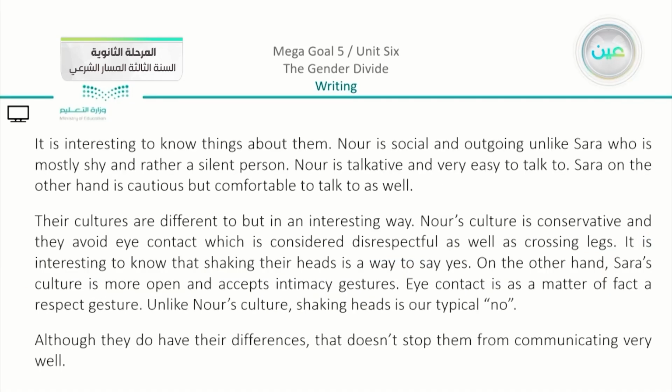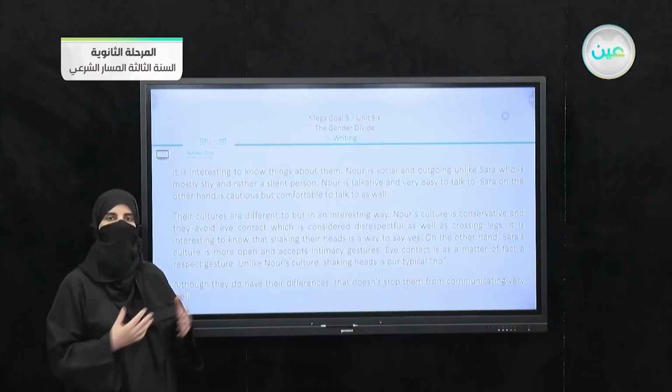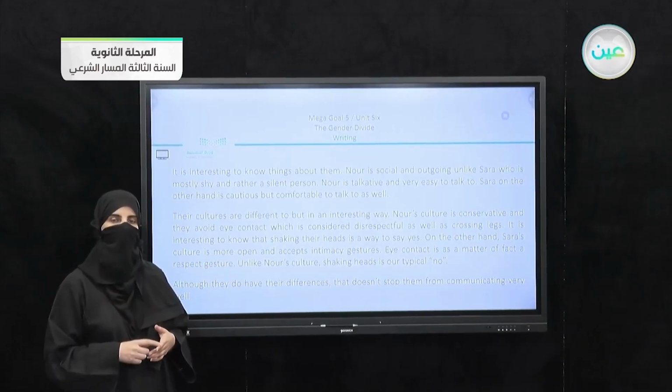Now moving on, we have the rest of the essay here. In the second paragraph, it is interesting to know things about them. Noor is social and outgoing, unlike Sarah, who is mostly shy and rather a silent person. So you can see that I used some of the words that I have in my notes. Noor is talkative and very easy to talk to. Sarah, on the other hand, is cautious but comfortable to talk to as well. So here we have the block method, because we are mentioning more than one point in our paragraph.